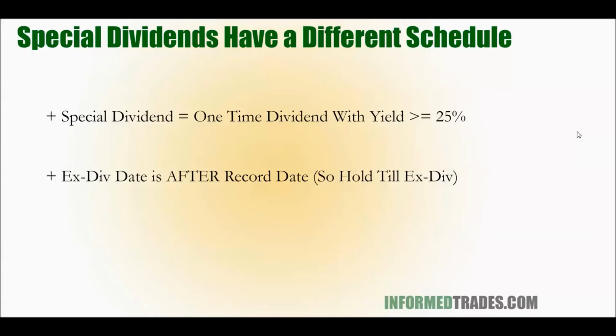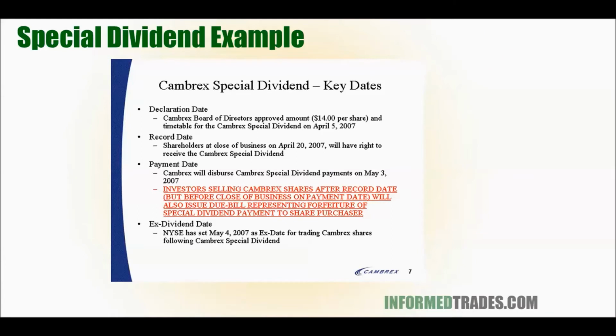When a special dividend is greater than or equal to 25%, the ex-dividend date is after the record date. So you need to hold for a longer period of time if you're a shareholder and you want to be eligible. And that's easier to understand through an example.